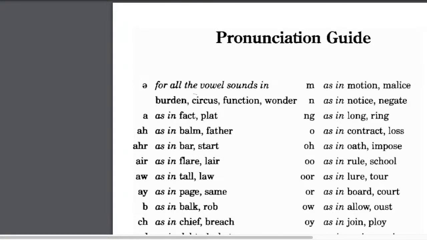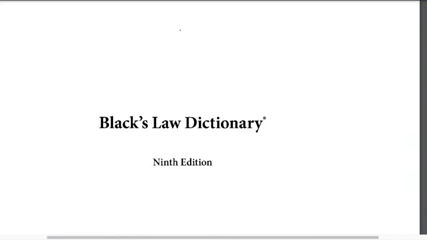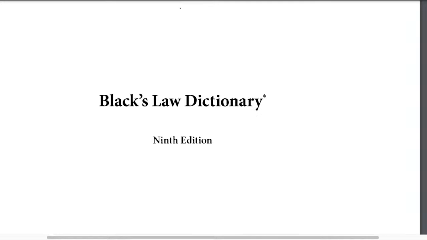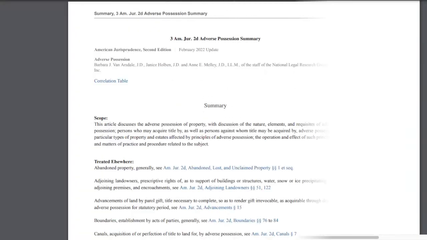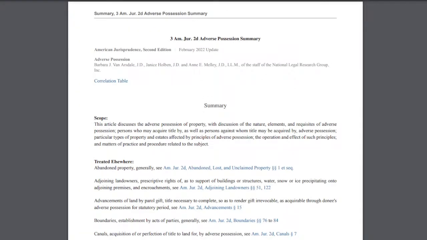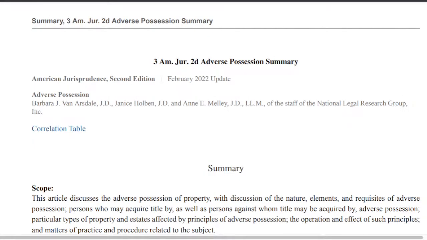Let's get this guy centered here. And we're ready to go. And we're going to be looking through AmJur, second edition, adverse possession. That being said, let's zoom in a little bit here and let's get started.